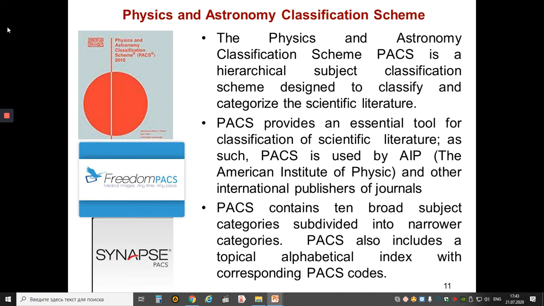The Physics and Astronomy Classification Scheme, PACS, is a hierarchical subject classification scheme designed to classify and categorize the scientific literature. PACS provides an essential tool for classification of scientific literature. As such, PACS is used by AIP, the American Institute of Physics, and other international publishers of journals. PACS contains 10 broad subject categories, subdivided into narrow categories. PACS also includes a topical alphabetical index with corresponding PACS codes.